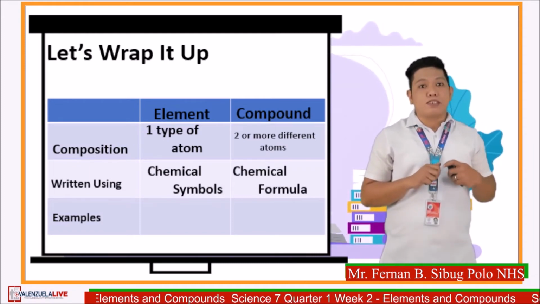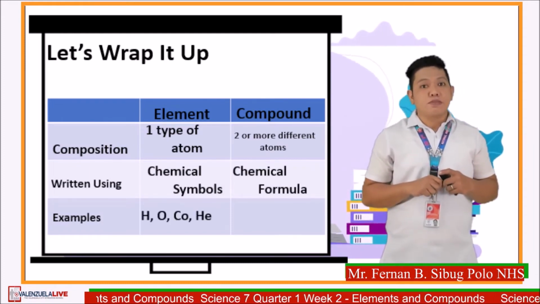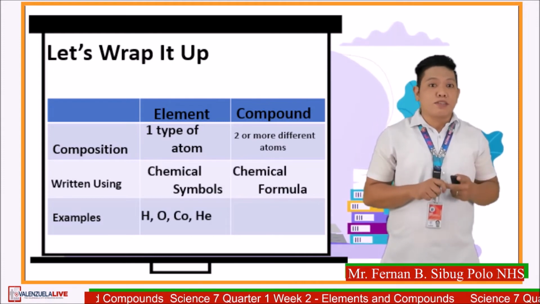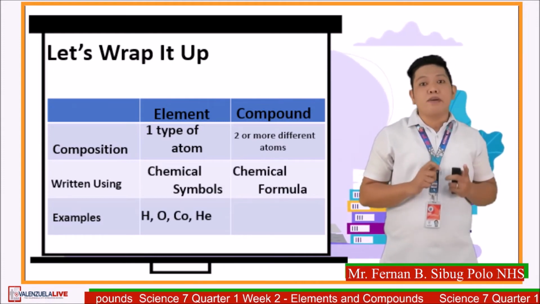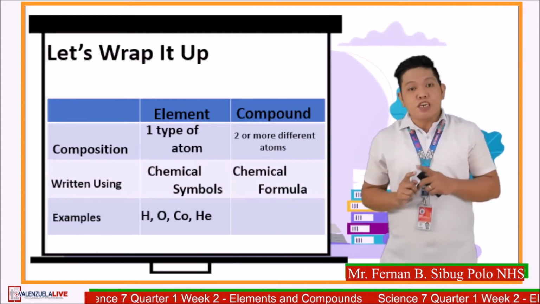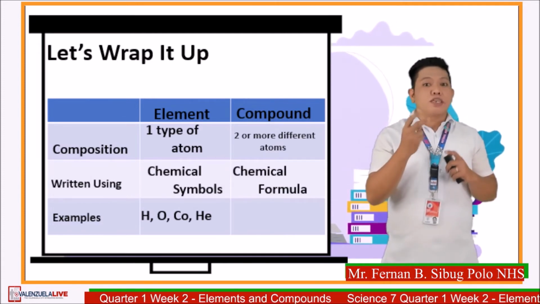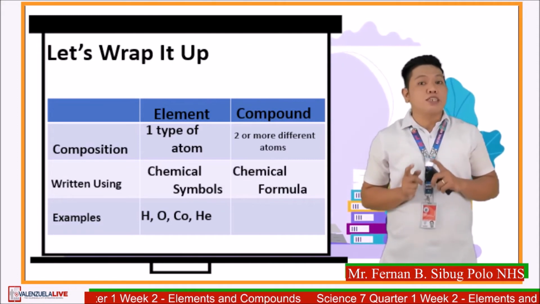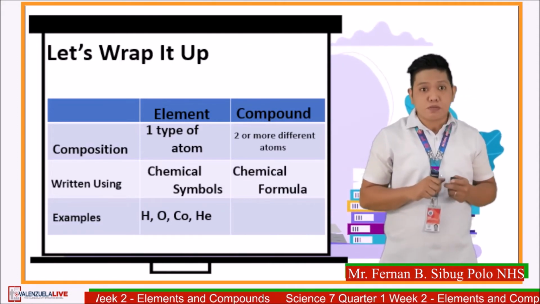Examples of elements are hydrogen, oxygen, cobalt, and helium. Elements are written starting with a capital letter. If it is composed of two letters, the second letter is written in small character.